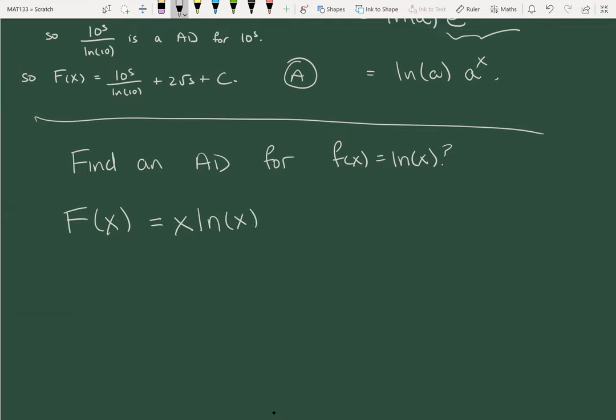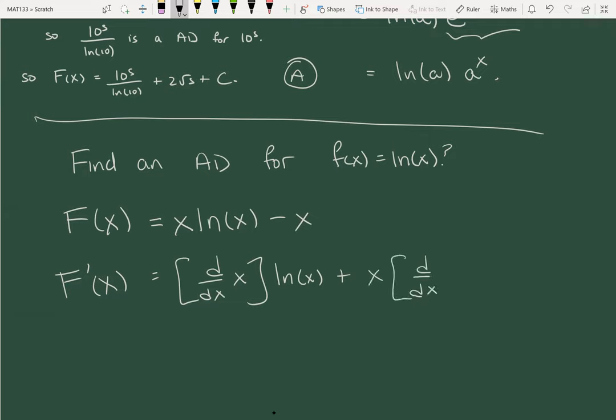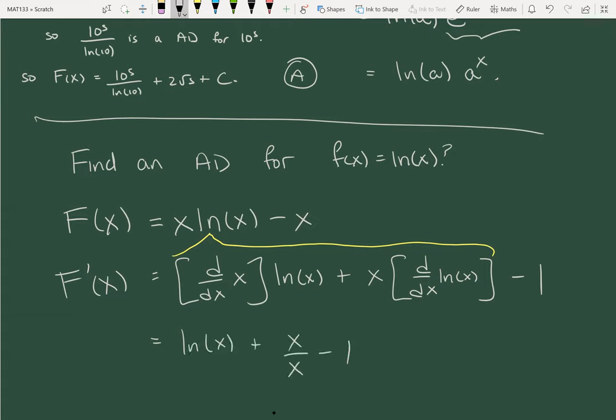So let's just do x ln x minus x, right? And let's check. The derivative of this, we have to use the product rule. So we're going to differentiate the first function, right? We get d dx of x ln x: the derivative of the first times the second plus the derivative of the second times the first. So that's going to be x times the derivative of ln x, minus 1, right? So this part is just the derivative of x ln x. And look at what happens. You're going to get ln x plus x over x minus 1, equals ln x.